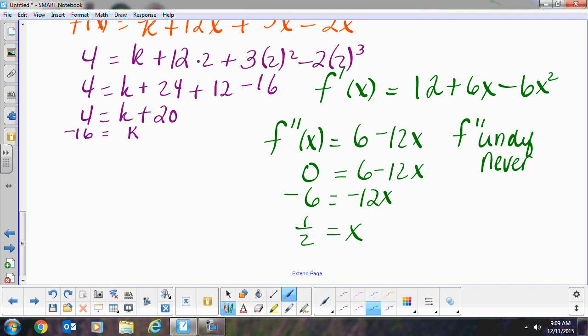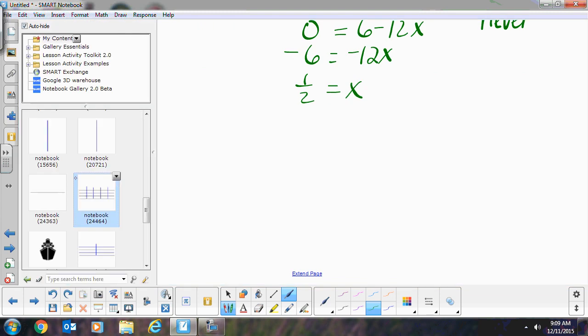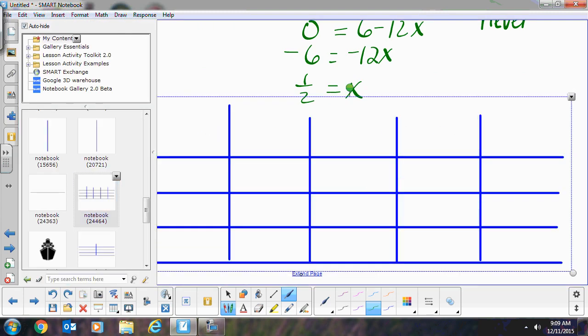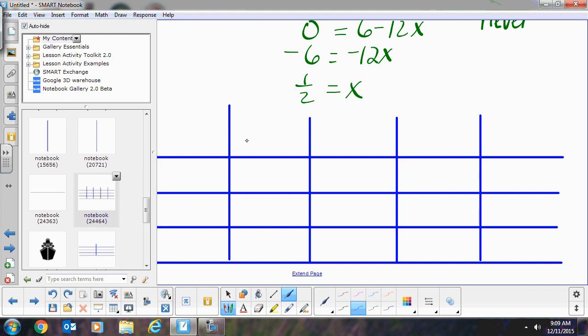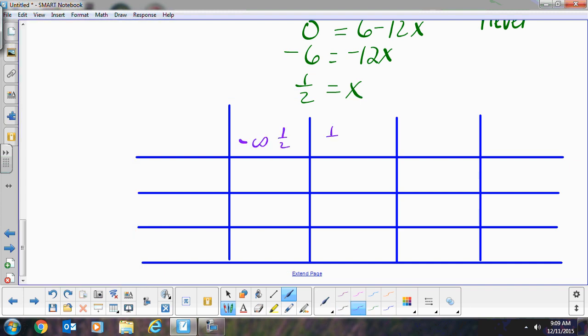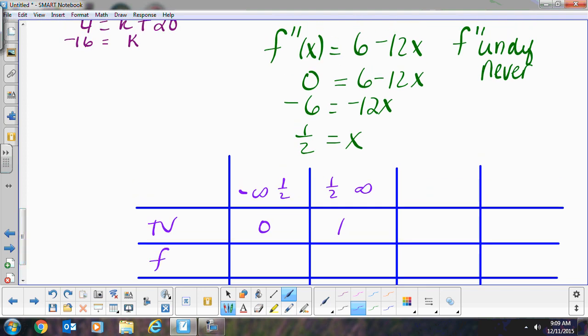I'm looking for concave down, up. Would you like this as a free response question? This would be a nice free response question. Negative infinity to 1/2, 1/2 to infinity. Test values, Shivani? All right. We are putting this into the second derivative. And this is the second derivative right there. So what do you get when you put 0 in, Heather? Which is positive, and when you put 1 in?